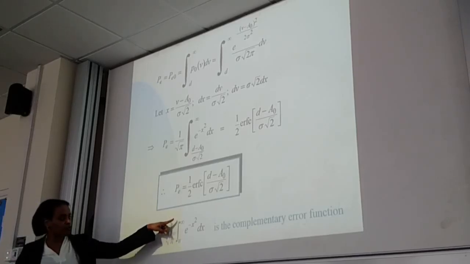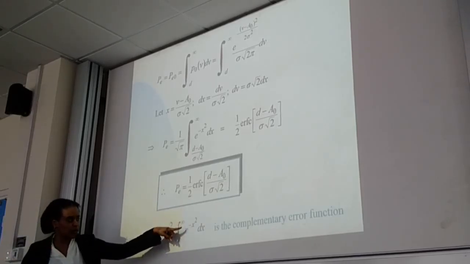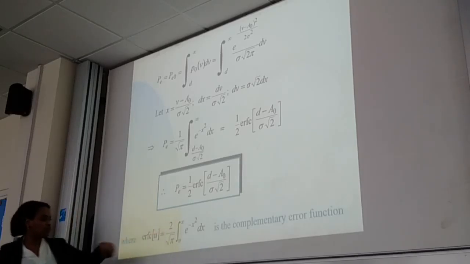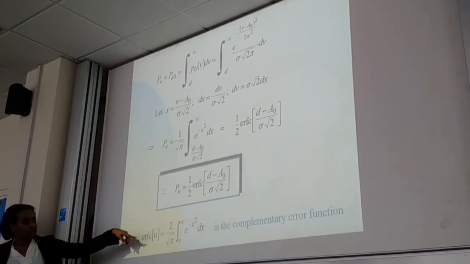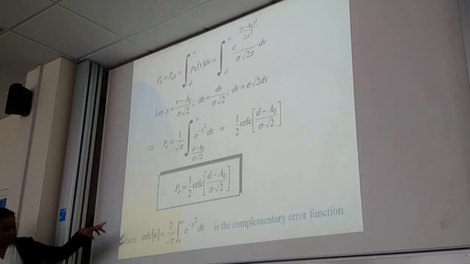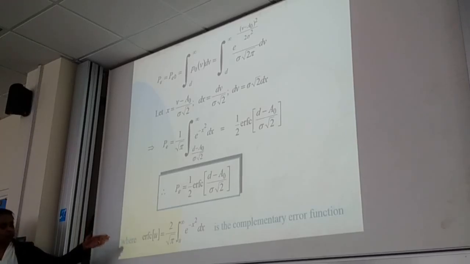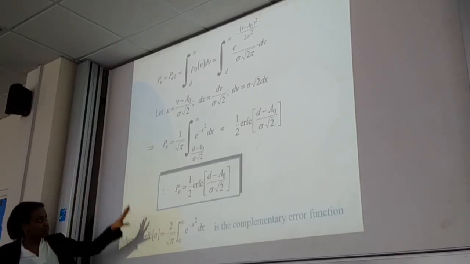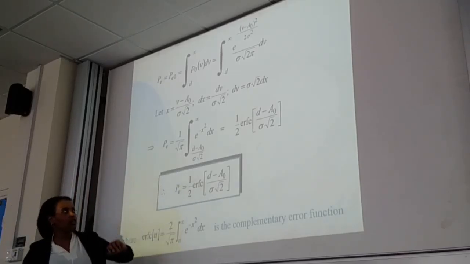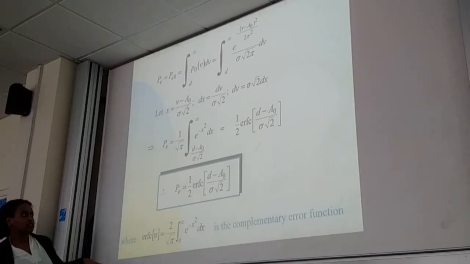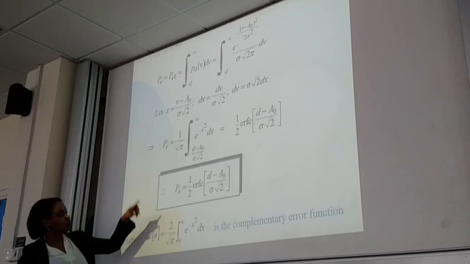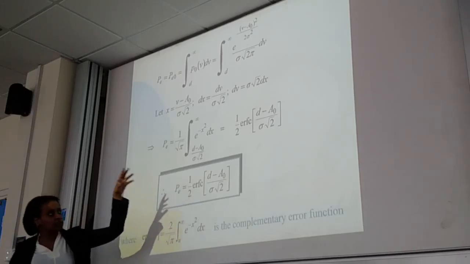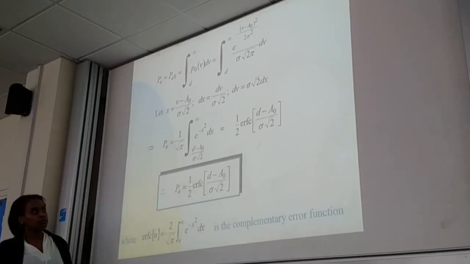Integration from u to infinity of e to the power minus x squared, times 2 over root pi. So this is the complementary error function of u. So we can replace this integration with the complementary error function, as you can see here. So here u for us will be (d minus a0) over sigma root 2.